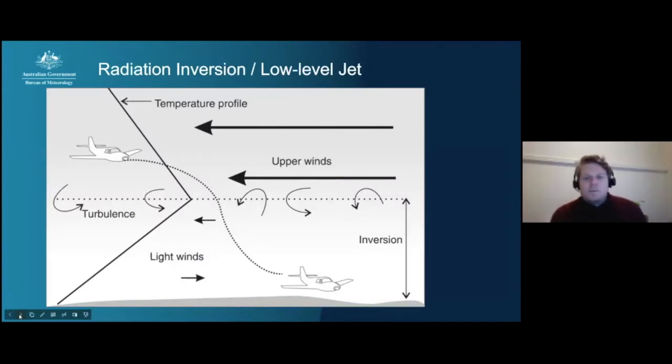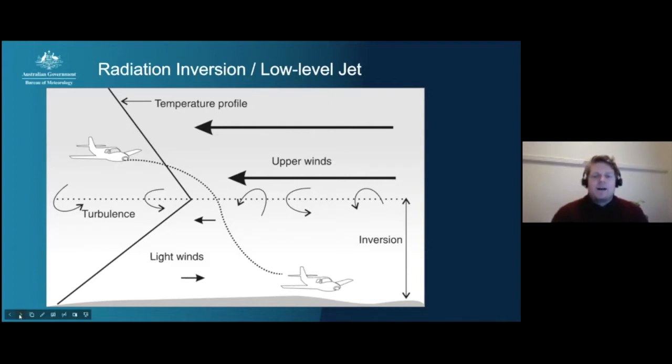So this is the common scenario in the morning period, I guess. Overnight, what happens is we get what we call a radiation inversion. This diagonal line coming up here is the temperature profile, so you can see the temperature at the surface has dropped quite a bit. And so what you have is this area near the surface of really light winds.